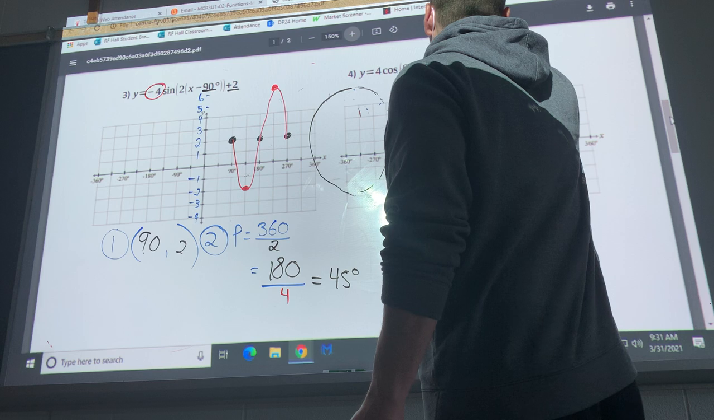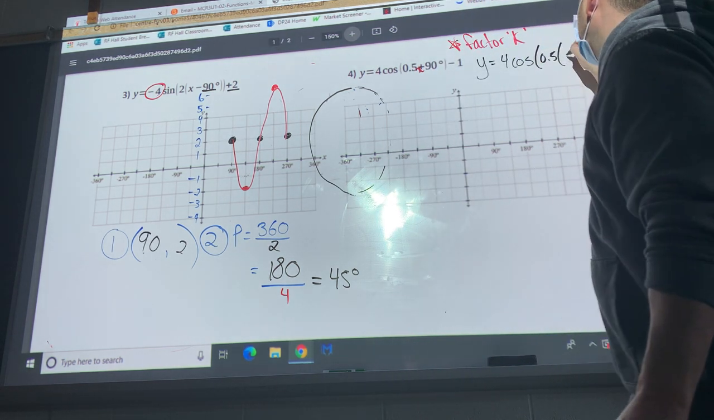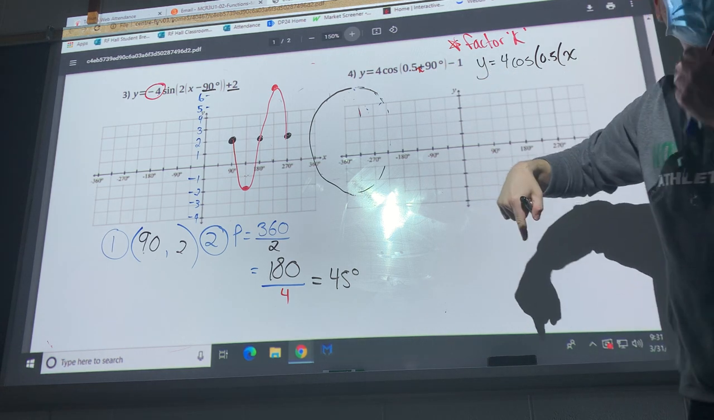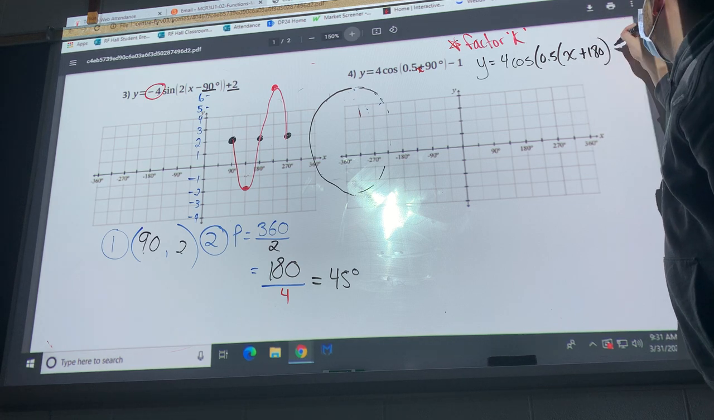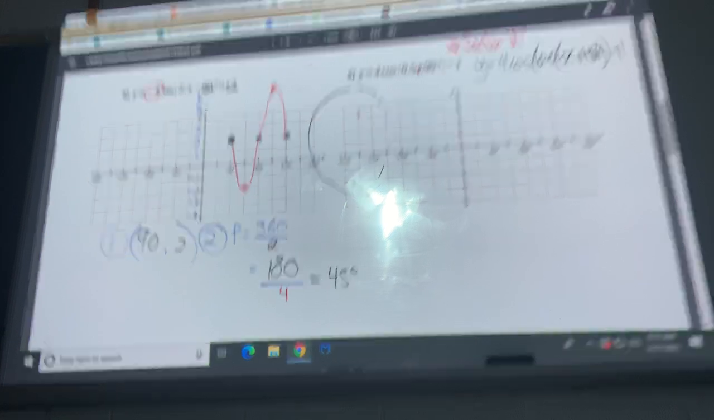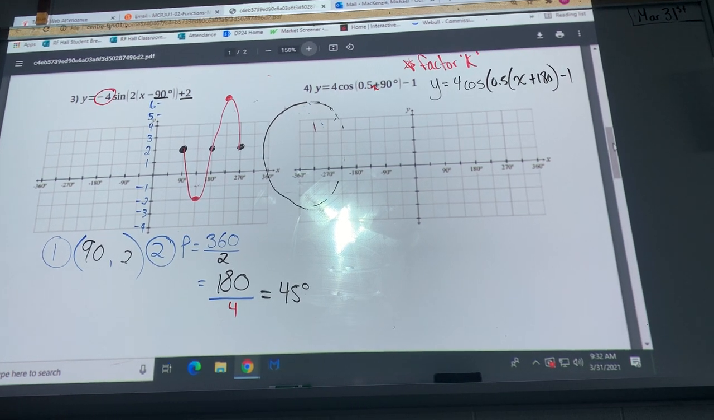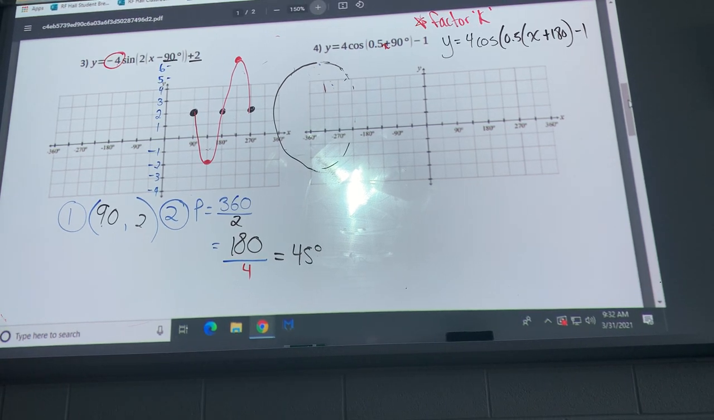So we factor out the K value. We get y equals 4 cos 0.5x, and then 90 divided by a half, it's actually 180. Yeah, Alessia, you had it too, thank you. Okay, so we make sure we factor out the K value. Follow the same steps.